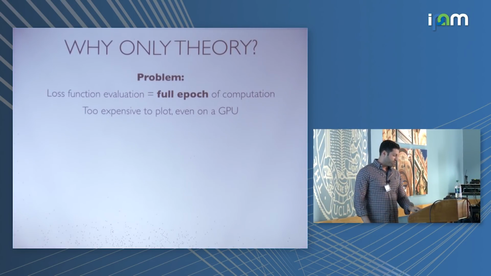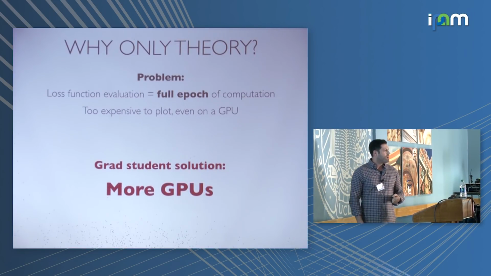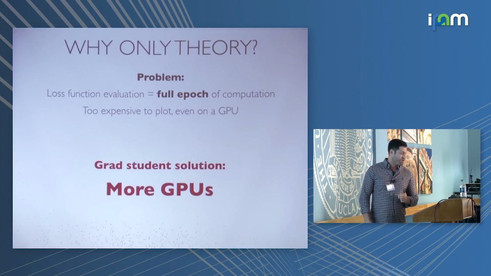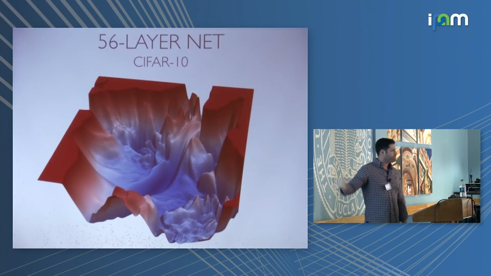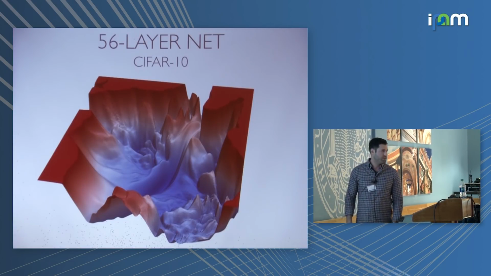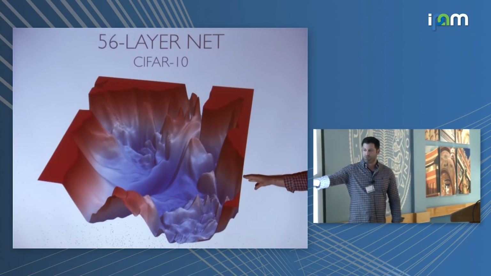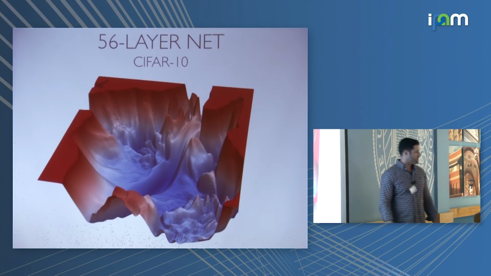So I gave this problem to my grad students, and they came back with their own solution, which is more GPUs. And so we did a bunch of loss function computations on a GPU cluster, and we were actually able to produce visualizations of these loss functions, and they look like this. So this is the loss function of a 56-layer neural network trained on the CIFAR-10 data set. Okay? So we're going to look at a bunch of these loss functions, and we'll talk about how things like neural network architecture design affects the structure of these loss functions.